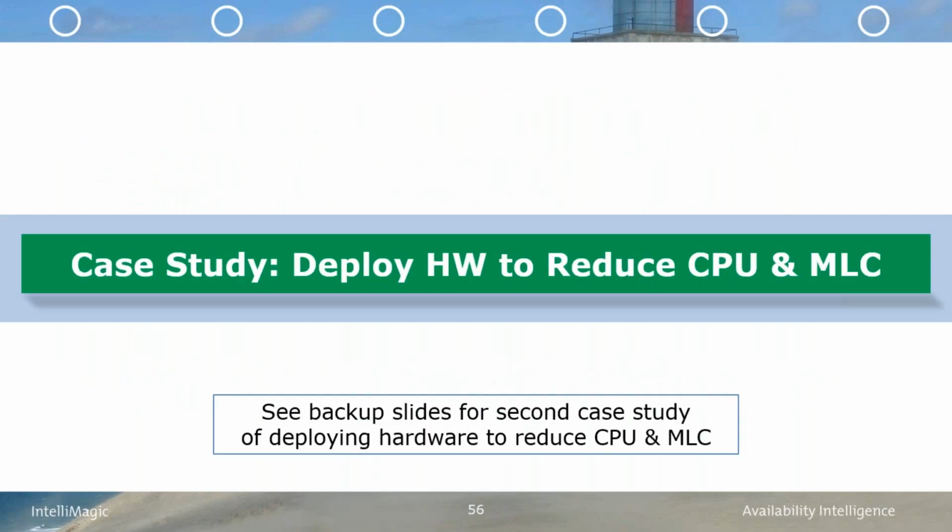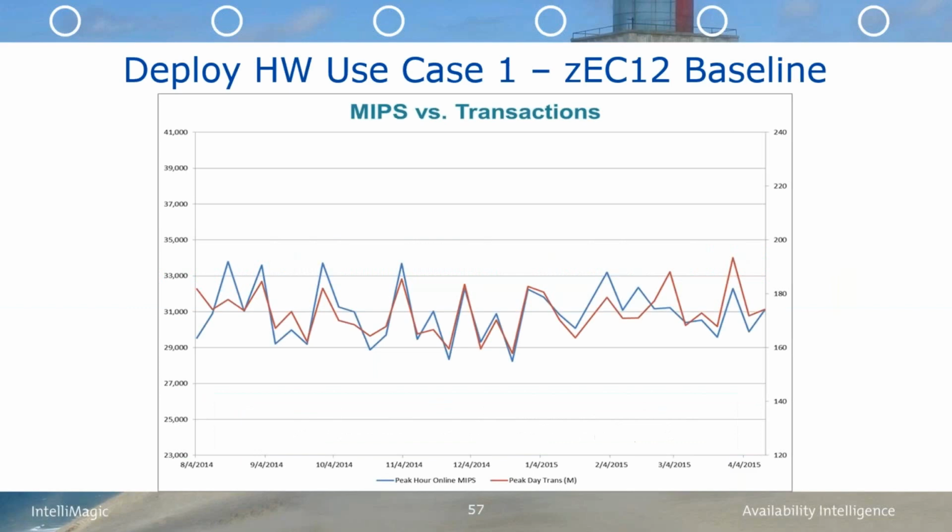I'm going to conclude with a use case showing the impact of deploying hardware on processor cache efficiency and CPU consumption. And there's a second use case in the backup slides. This use case involves a high R&I workload and hardware capacity that had been previously acquired but not deployed. It employs a set of weekly tracking charts comparing the production business online workload in millions of transactions, which is the red line, versus CPU consumption, the blue line.